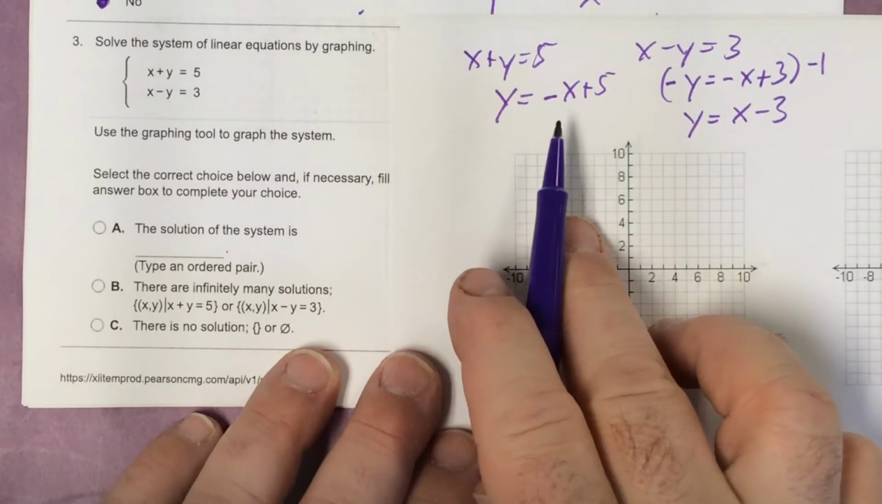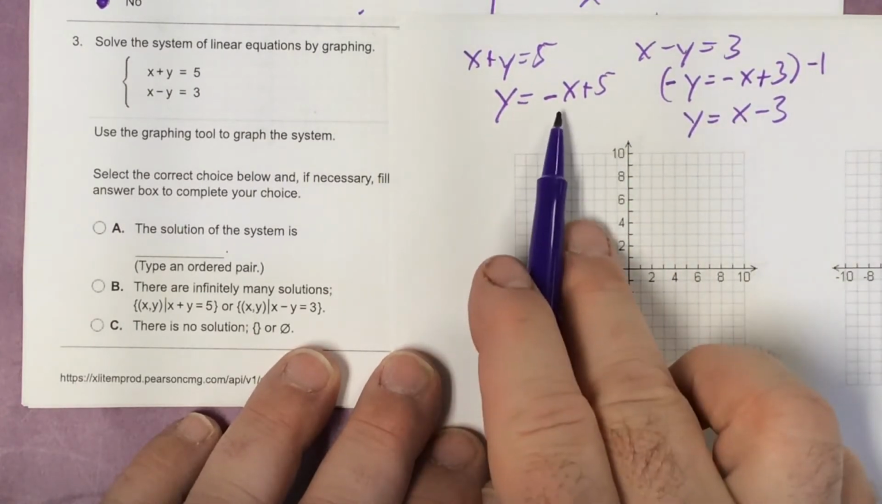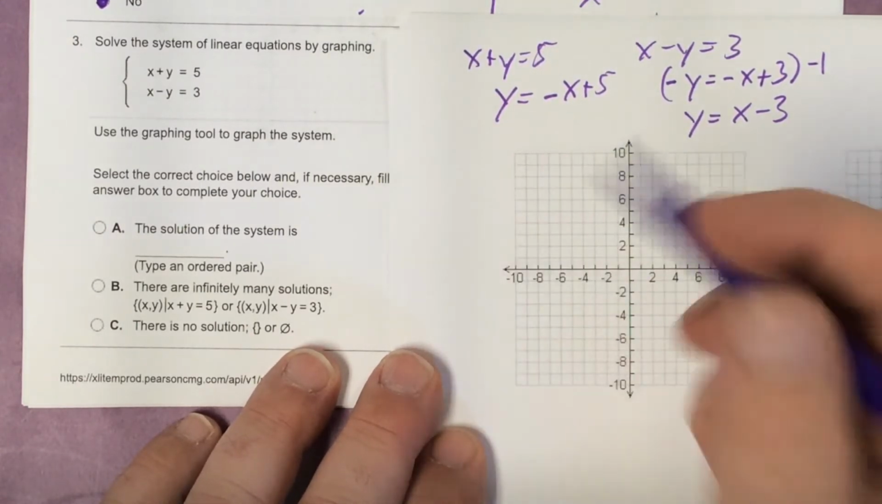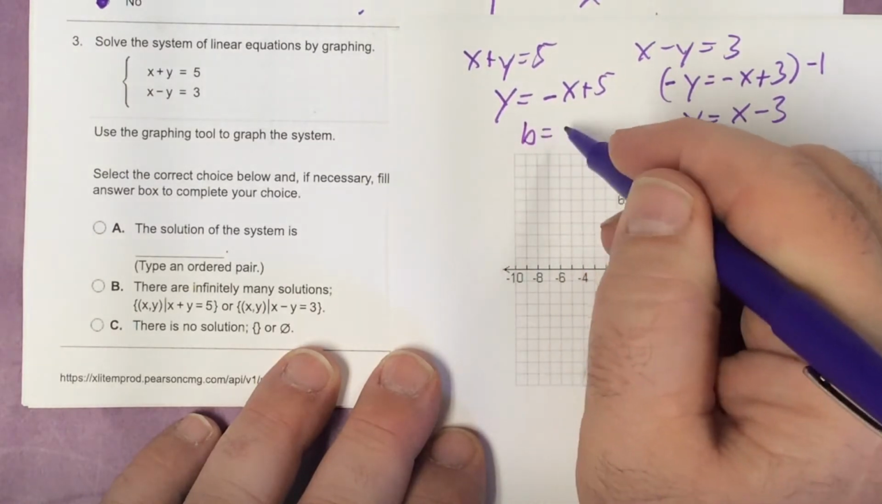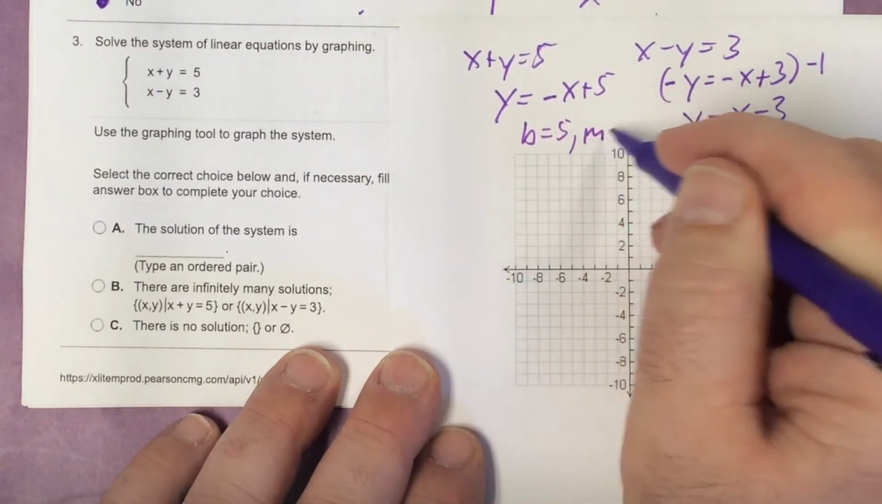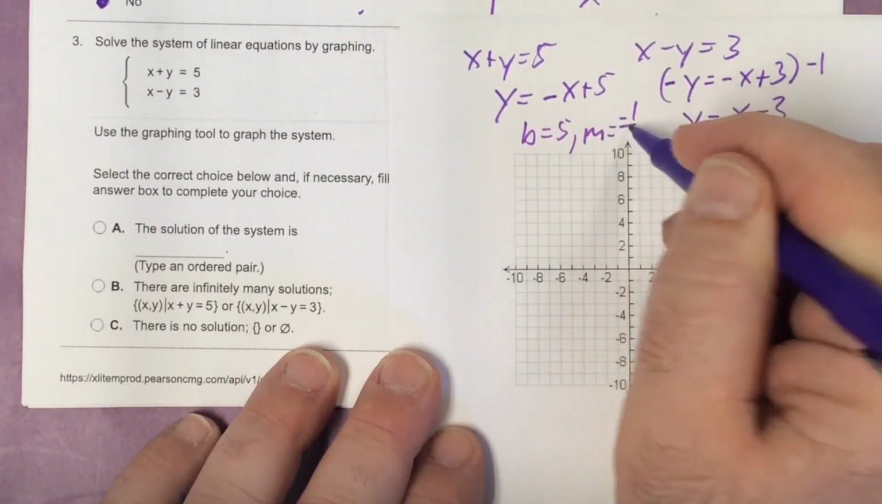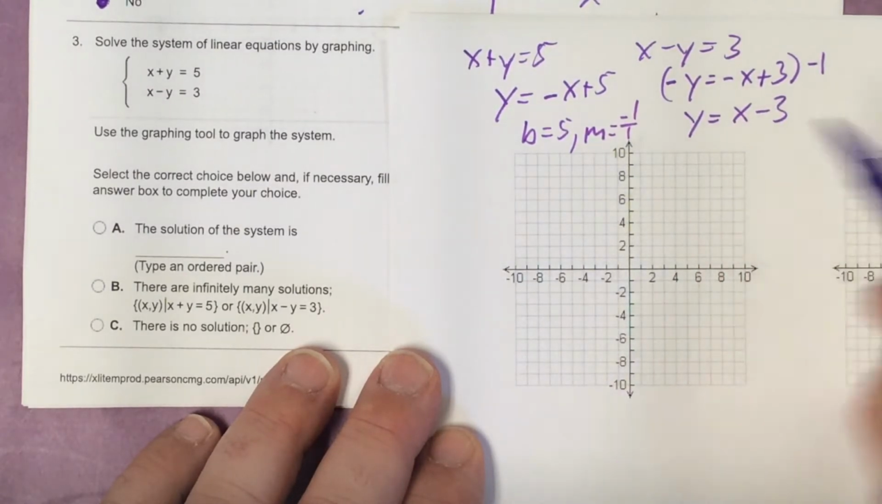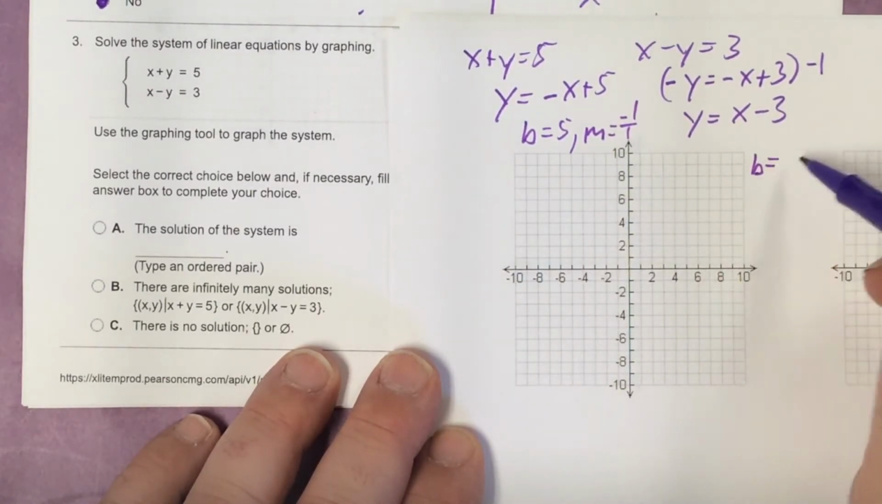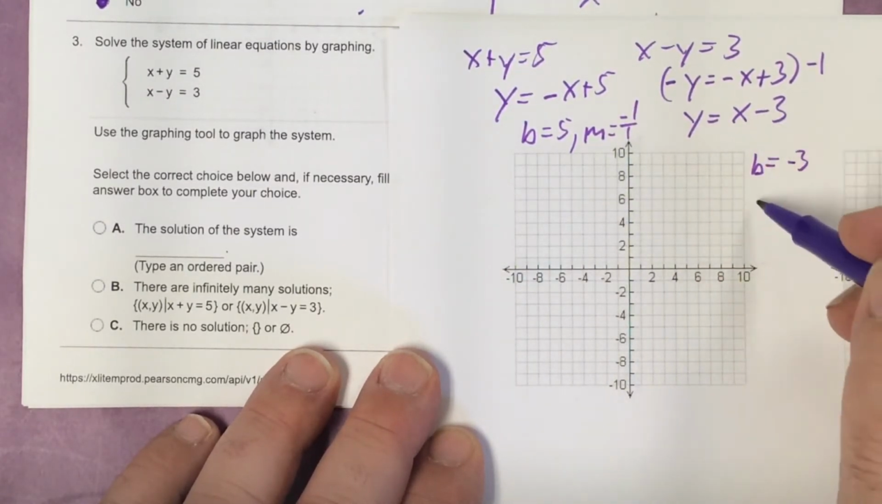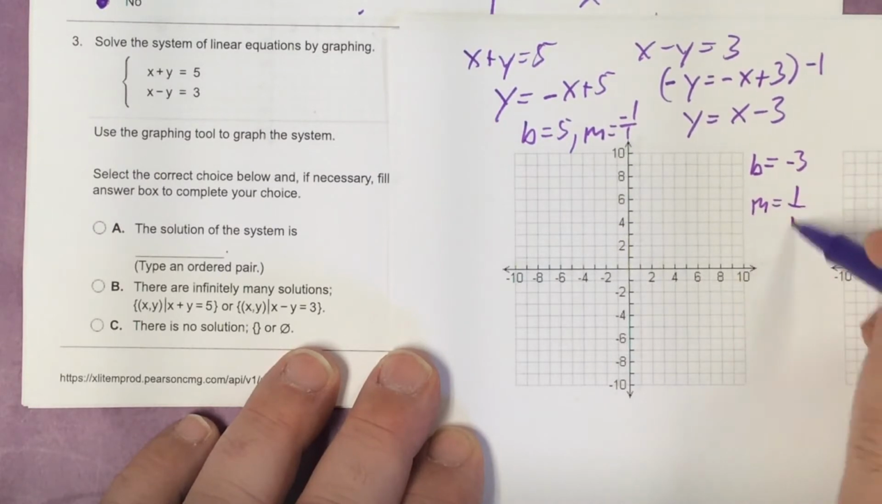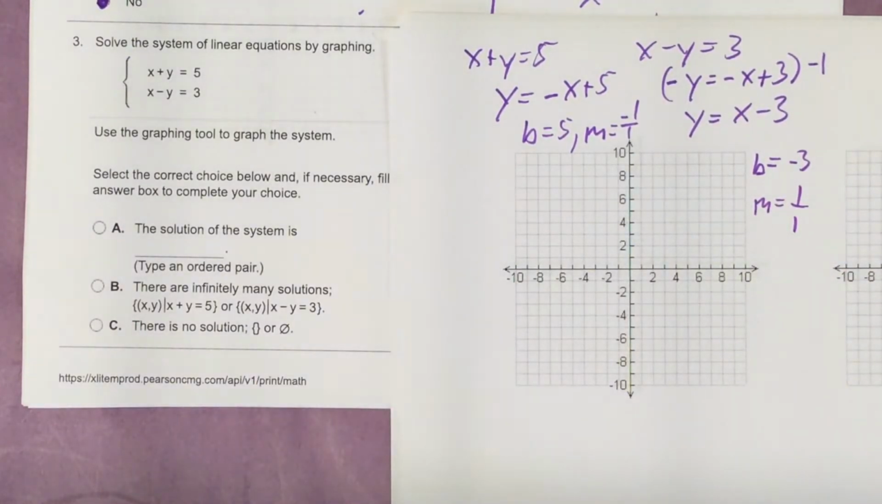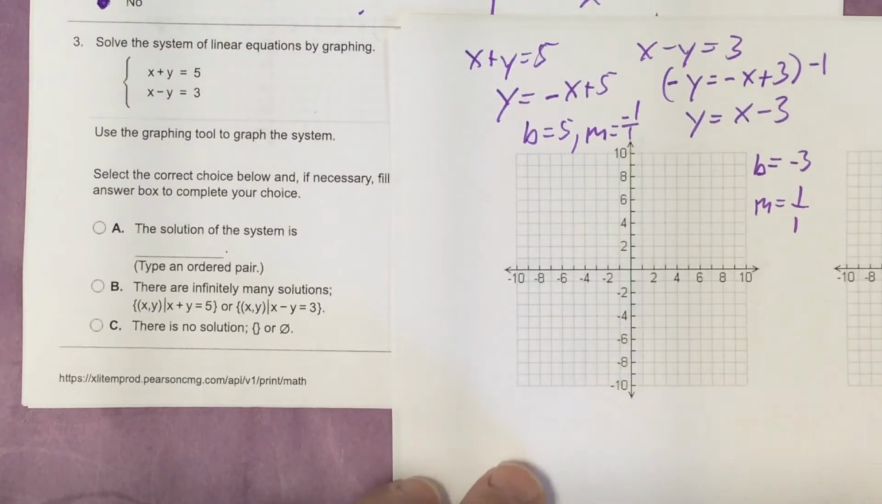So in these two lines now, in the equation y equals -x plus 5, we have a b value of 5 and an m value of -1/1. Here in this equation, we have a b value equal to -3 and then a slope of +1/1. So I'm going to plot each of these two lines, and we're going to observe where these lines cross.